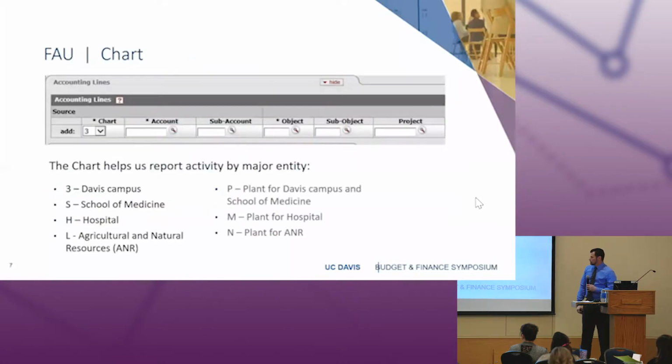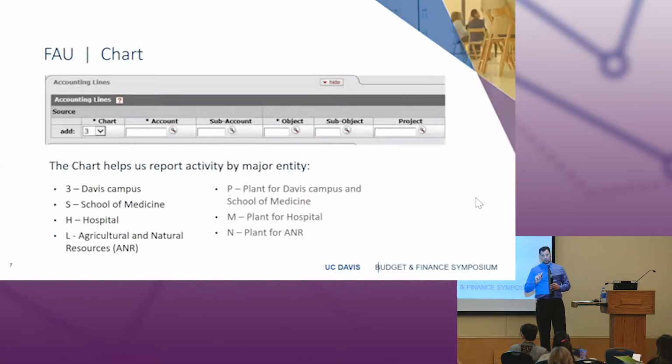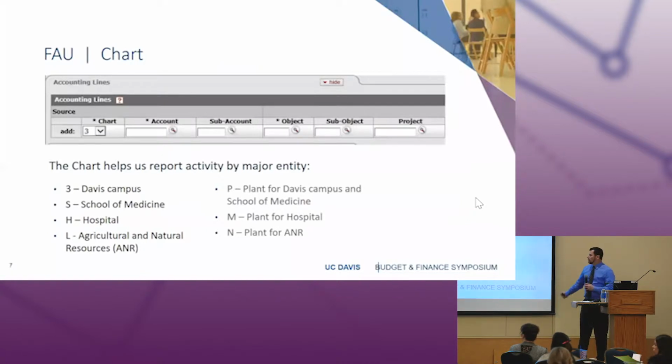The charts. So how many are from Davis campus? Chart 3. This is going to be interactive, by the way, because I don't want you falling asleep. So chart 3. Okay, how many are school of medicine? Chart S. Okay. How many don't know? Just kidding. So hospital, A&R. I know we got some A&R. Yes, okay, represented. Good. And then we got some plant charts for each of those respective locations. So for chart 3 and S, we have the plant chart of P.